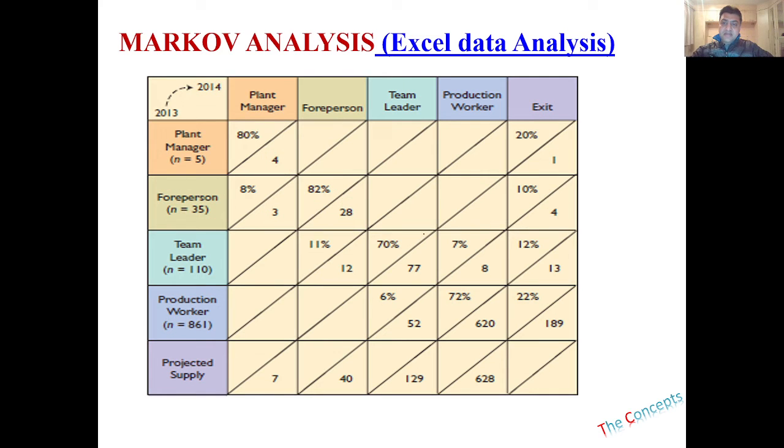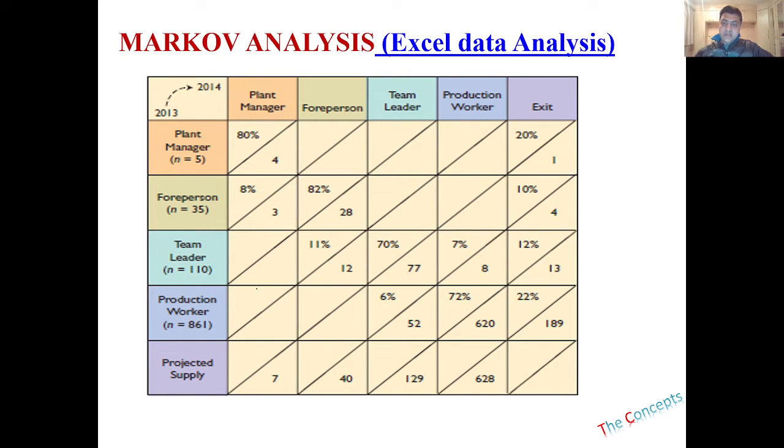What is happening at the team leader level? So you have 110 people now. Of the team leaders, 77 are going to remain at this level, 12 might be promoted to the next level, 13 will leave the organization, and 8 are expected to be demoted to the production worker level. This is a lower level than team leader.